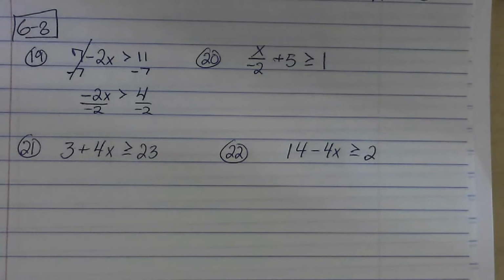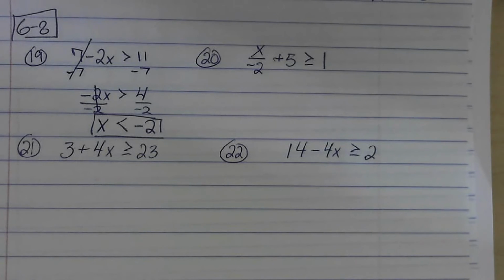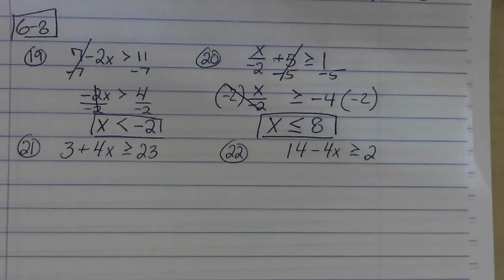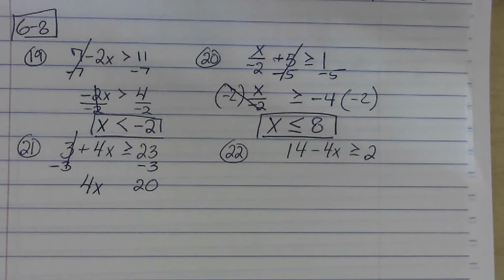For problem 19, first I want to take out the constant, 7. Now I eliminate the negative 2. Because I divide by a negative, I reverse the inequality symbol. For the next problem, again, eliminate the constant first. You only reverse the symbol if you multiply or divide by a negative. Now, to eliminate the negative 2 denominator, multiply both sides by negative 2. On the left, the negative 2's cancel. On the right, negative 4 times negative 2 is positive 8. Because I multiplied by a negative number, my inequality symbol reverses.